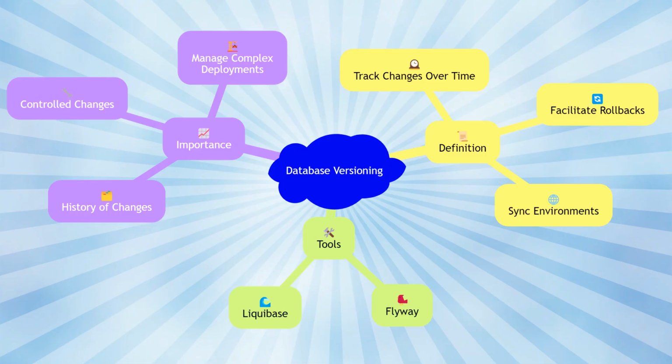Database versioning is the practice of keeping track of changes to the database schema over time. This is important for maintaining a history of changes, facilitating rollbacks, and ensuring that different environments are in sync. Versioning can be achieved using tools like Liquibase and Flyway, which provide mechanisms for tracking and applying changes in a controlled manner. Proper versioning practices are essential for managing complex database deployments.